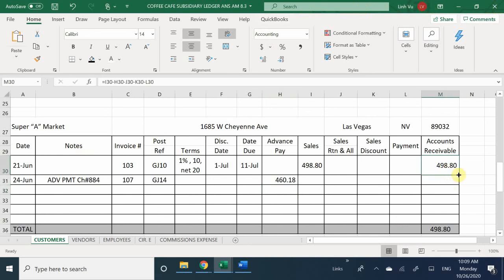And then we go to, I guess, accounts payable for that. So that means we owe them 460.18 for our next bill, which we will include when we receive the other bill. All right, so good.